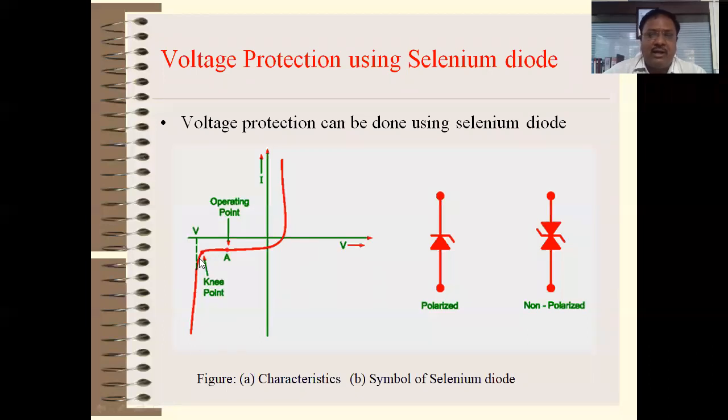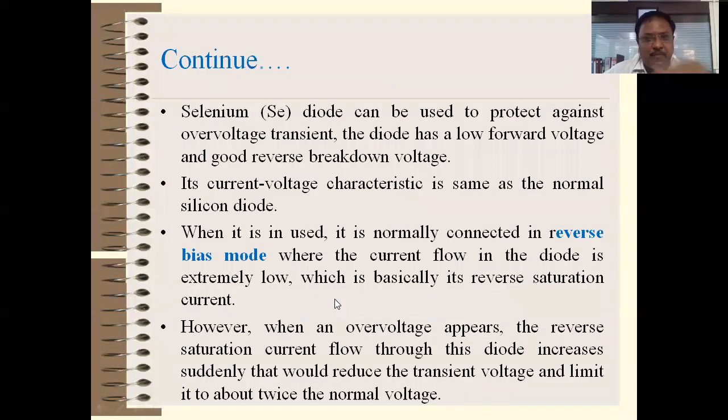But if you are using it in reverse bias condition, up to a particular value of voltage, a very small current flows through the device, which is the reverse saturation current. But at a particular value of voltage, this reverse voltage may appear across your power device, and because of that the device may get damaged. So such a selenium diode is normally connected in parallel to the power device, so that if any high reverse voltage spike appears across the device, the selenium diode turns on and protects your power devices from damage. Okay. So this diode is always connected in reverse bias condition.